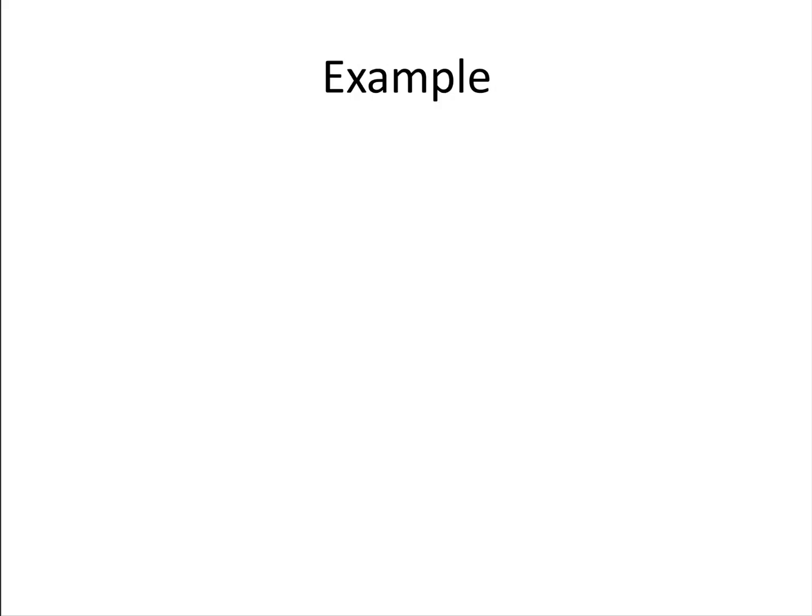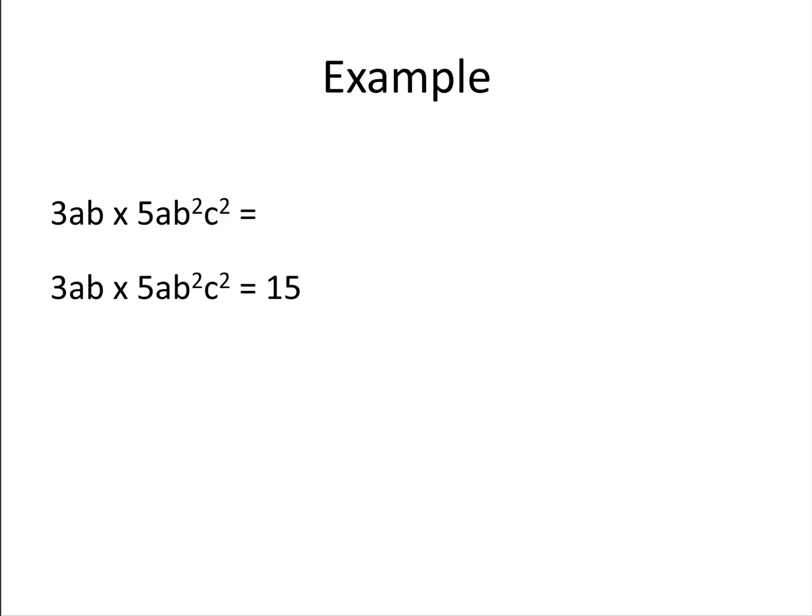Let's look at an example. First we'll start by multiplying the digits. 3 times 5 equals 15. Then I'll multiply the A's. A times A equals A squared. Then b times b squared would equal b cubed, because in b squared I've got two b's multiplied together. I multiply a third b, that will give me b cubed. And then I only have one term with a c in it, and that's c squared. So my answer will remain c squared. And that is my answer.